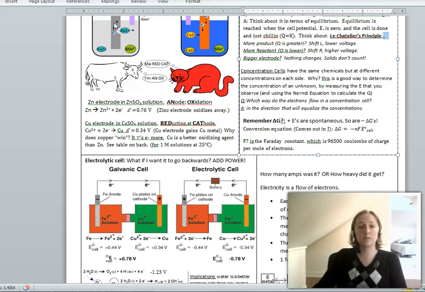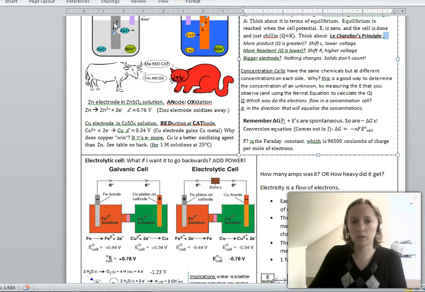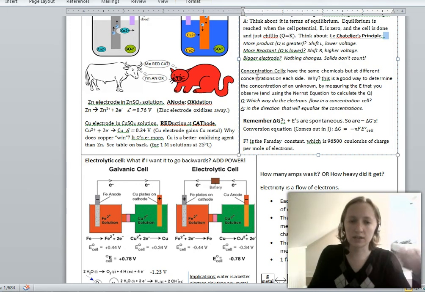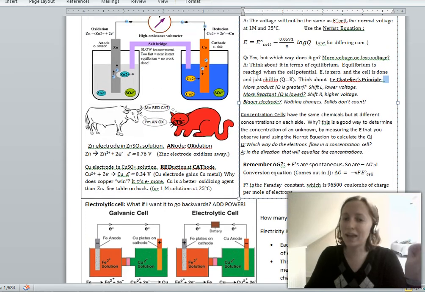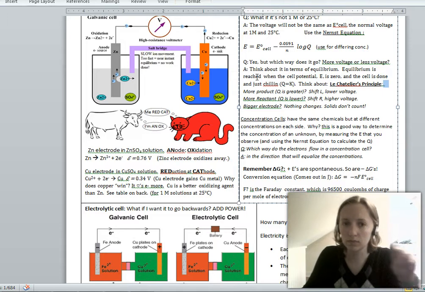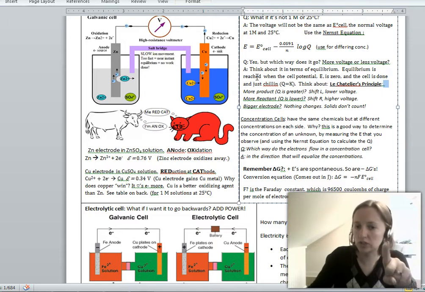All right, folks, this is my second lecture on electrochemistry, and we are starting with the concept of something called a concentration cell. In a concentration cell, you are carrying out an oxidation reduction reaction, an electrochemical cell, where the anode and the cathode are the same reaction, which is weird. I know I said you couldn't do that.